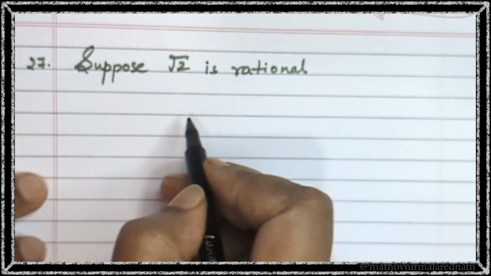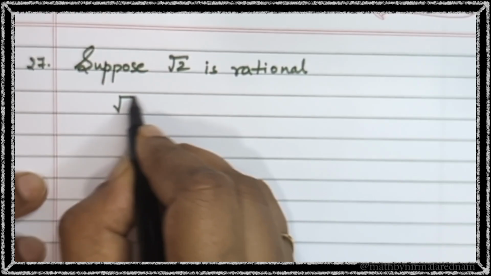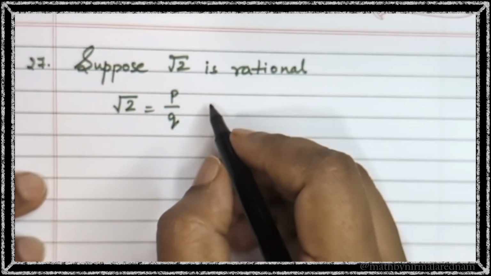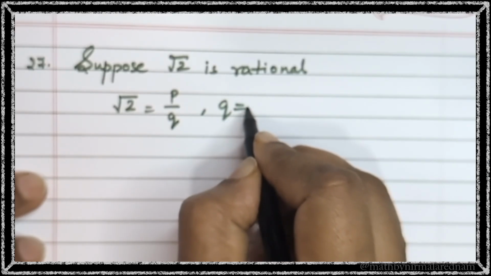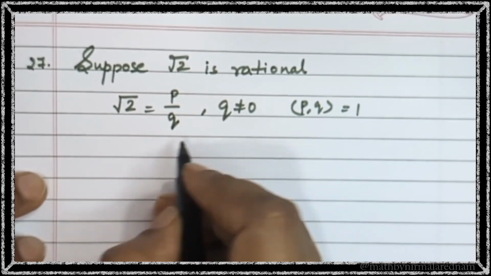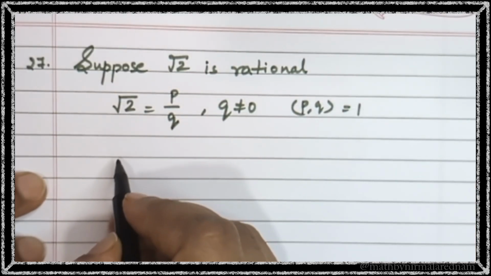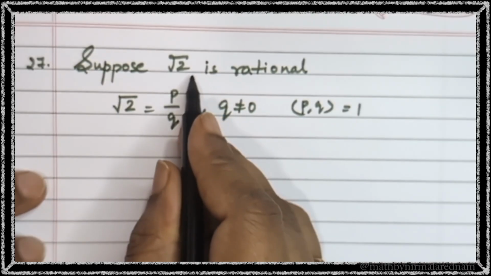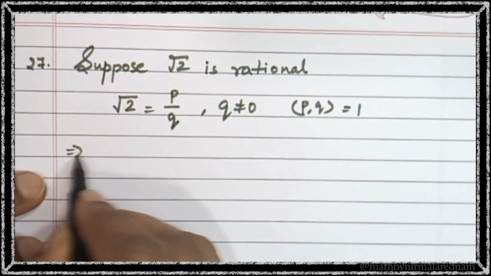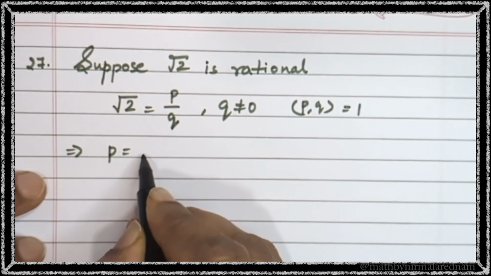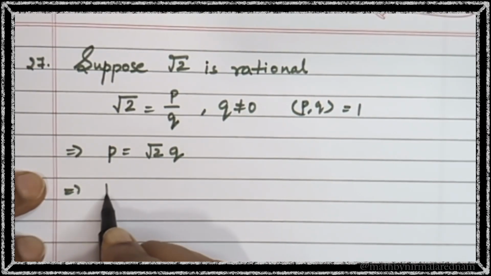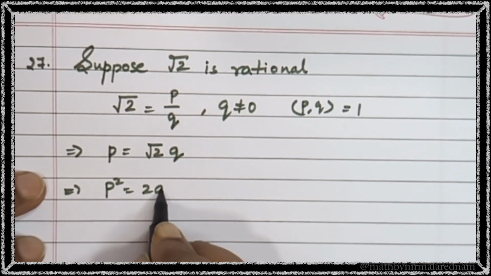Then by definition of a rational number, I can write root 2 as a ratio of p by q, in its simplest form, q not equal to 0 and gcd of p and q is 1. That is, there is no common factor between p and q. If root 2 is rational, then I can write it in this form. Now, if I take it further, I can write p as root 2 q. If I square both sides, I can write p square as 2q square.